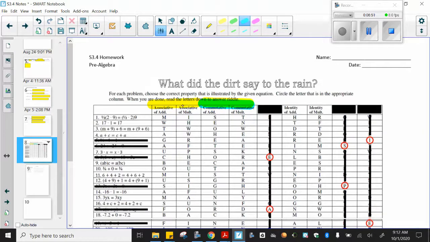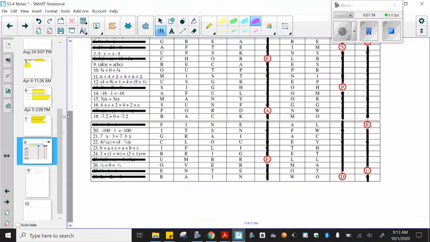Sorry. Associative is the grouping. Commutative is the order. So for associative, if the parentheses move, or any other grouping symbol moves, that's going to be one of these 2. If it's just the order that changes, it's this one. And then if it's plus 0 or times 1, it's going to be those 2 there. Okay. All right, and then you're going to mark it here, and then you're going to go down at the bottom and put the letters in order from what you saw.